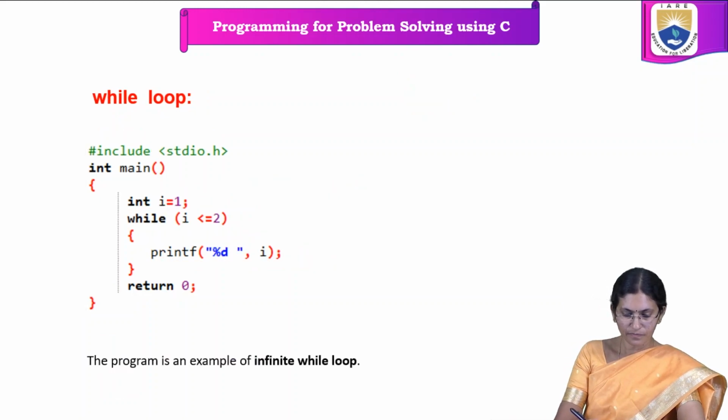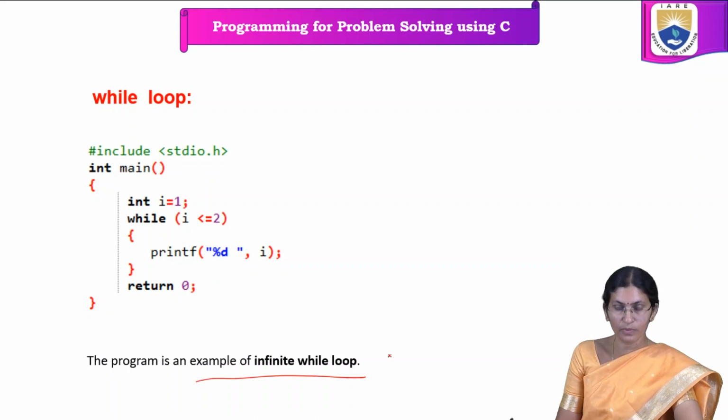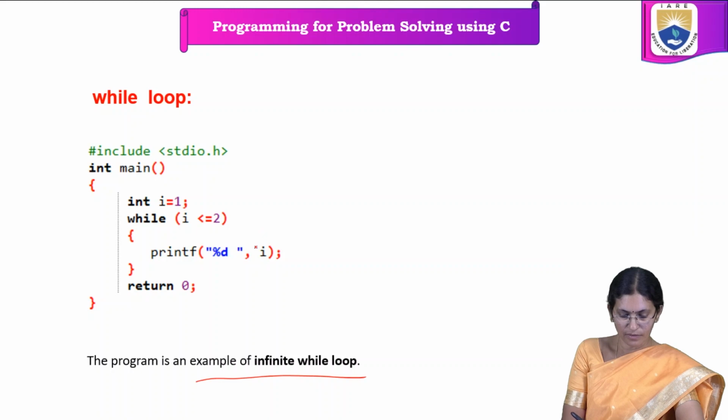Next one, this program is an example of an infinite while loop. A while loop will become infinite, or it will run an infinite number of times, when you don't mention any update expression here. Now from the program you can see we have not written any update expression.